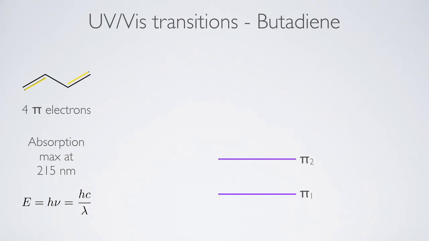We have 4 of these pi electrons, and remember your Aufbau principle, we build up these bonding orbitals from the bottom up. And these electrons in this top pi orbital we call the highest occupied molecular orbital. So this is our highest occupied molecular orbital, and the electrons are actually coming from this orbital. Of course, where are they going?